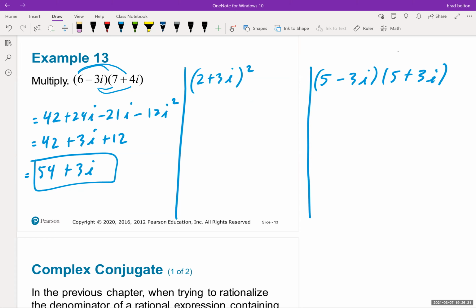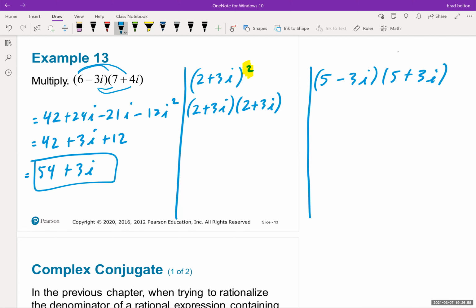When you see a square applied to a binomial, or not a binomial, but something with two terms, well, it's a binomial if it's a polynomial, but this is a complex number. So you get the idea, something that behaves like a binomial. What I recommend is don't be lazy, write it out. What does 2 plus 3i squared mean? It means 2 plus 3i times 2 plus 3i.